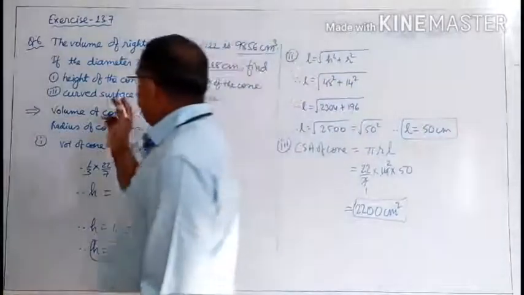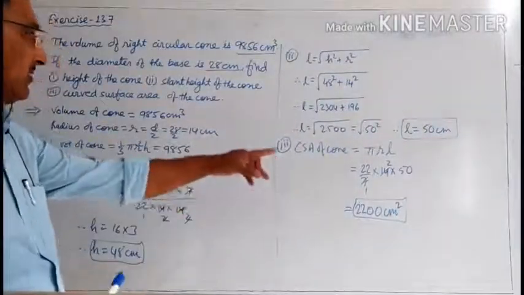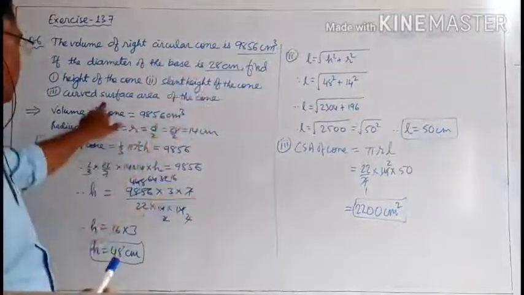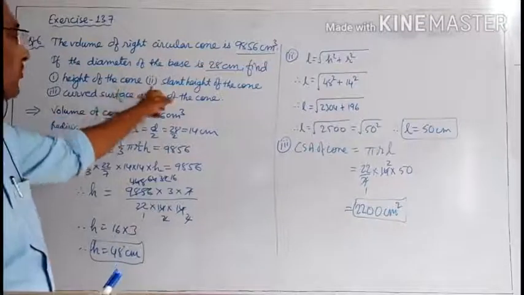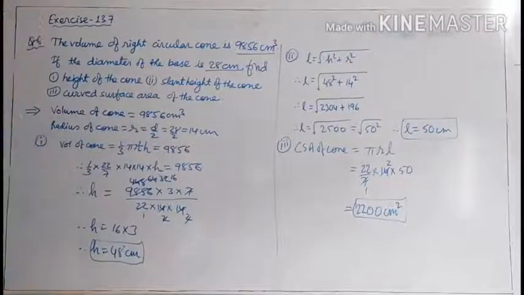So this way, even if we want to go for curved surface area, we have to find slant height, and for slant height, we need height. So even if it is asked to find curved surface area, we need to go for these both things. Next question.